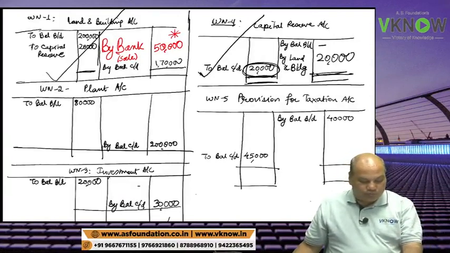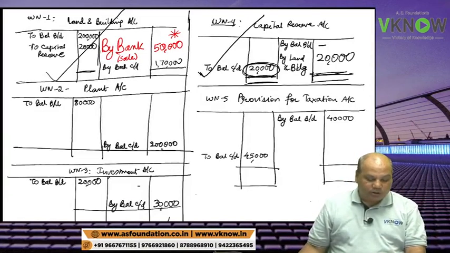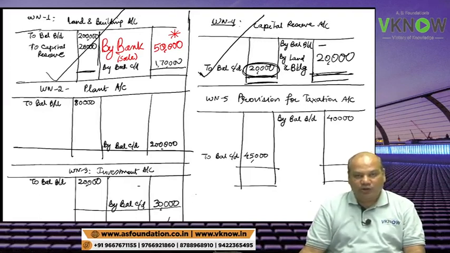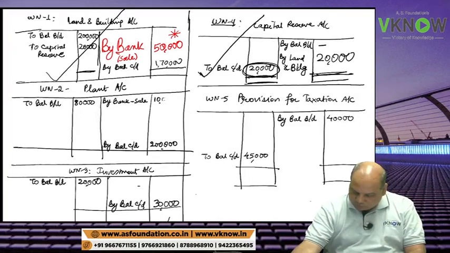Point number 2. What is point number 2? A machine has been sold for rupees 10,000. The WDV of the machine was 12,000. The depreciation of 10,000 is charged on plant account in 2010-11. So please come to working note 2, plant account. You will see on the screen working note 2, left side: by bank, sale value, 10,000.